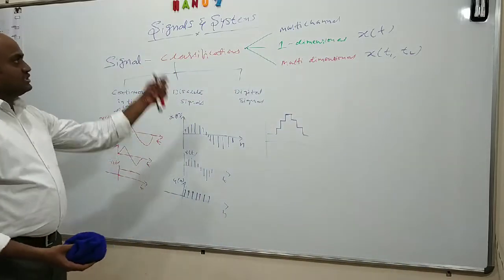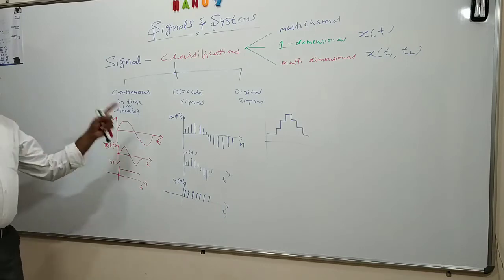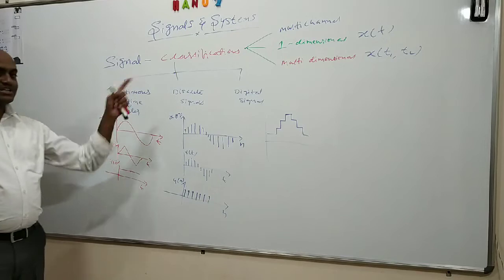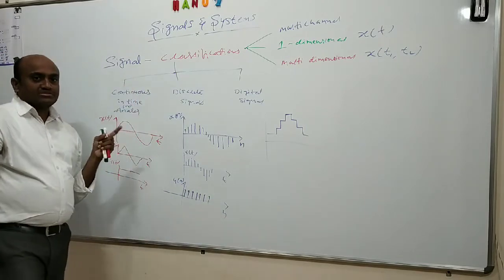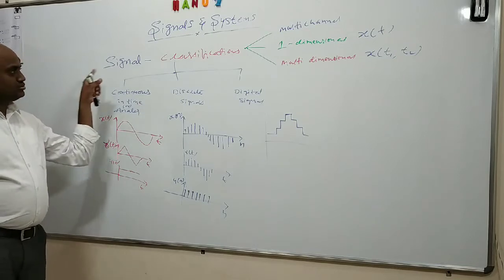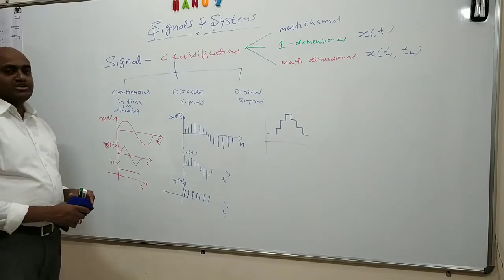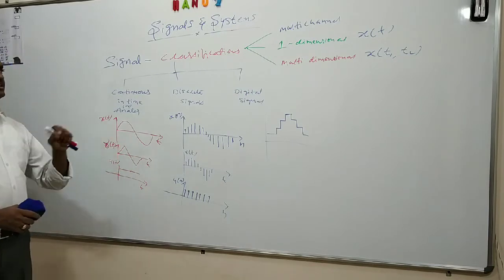We have seen two classifications. One is single-channel, multi-channel, one-dimensional, multi-dimensional. The second is continuous in time, discrete and digital. There are so many other classifications. We can classify signals as even, odd, energy and power, deterministic, random. Like that, so many other classifications are there. In the coming videos, we can see such different classifications wherever it is required.